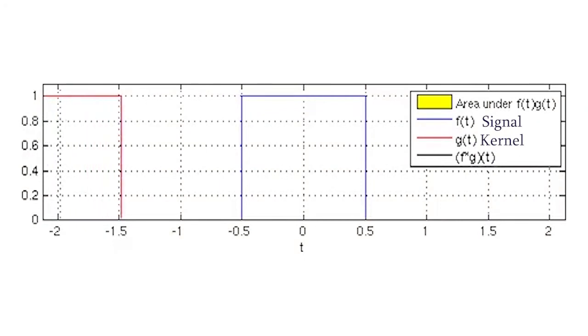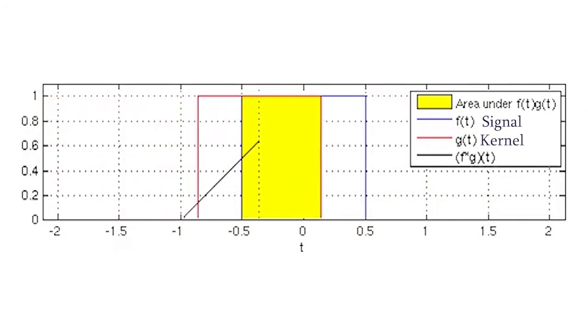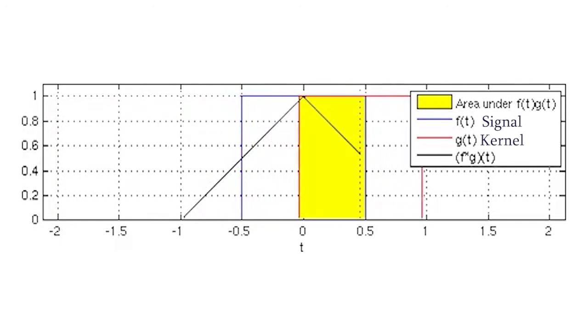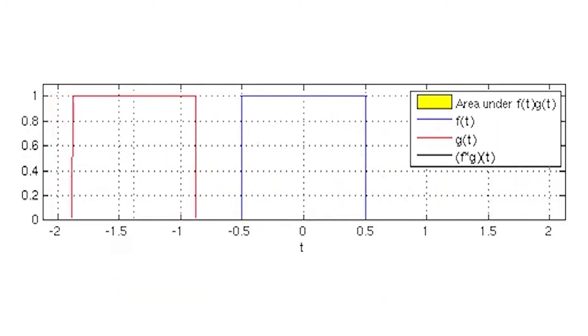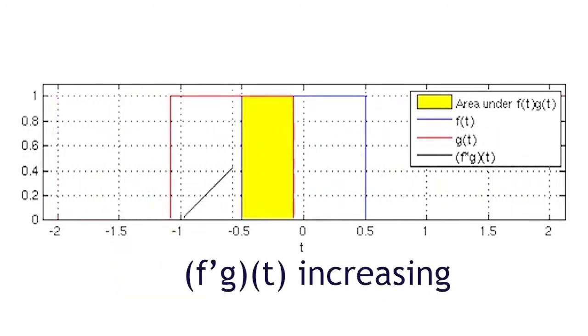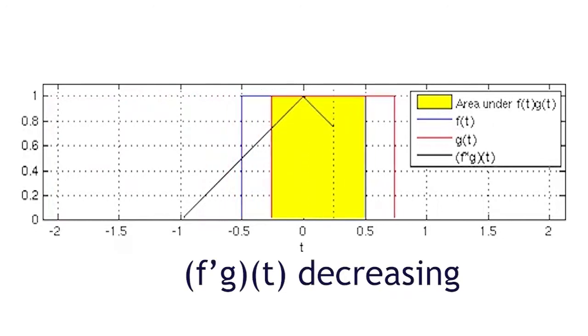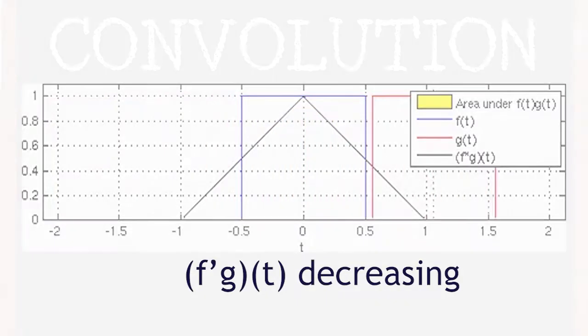Both f and g in this scenario are exactly the same. When f overlaps with g, the area under both graphs at any point in time is the value of the resulting third function h at the same point in time. As the overlap between the graphs increases, the third graph increases, and as they decrease, the third graph decreases.